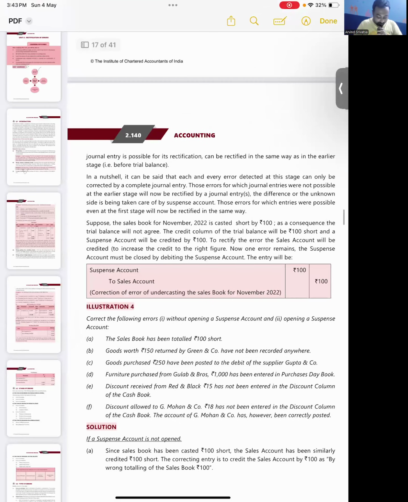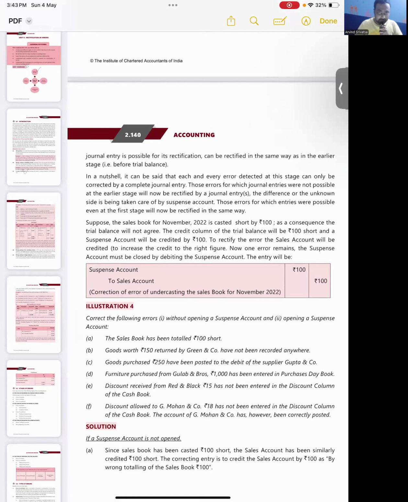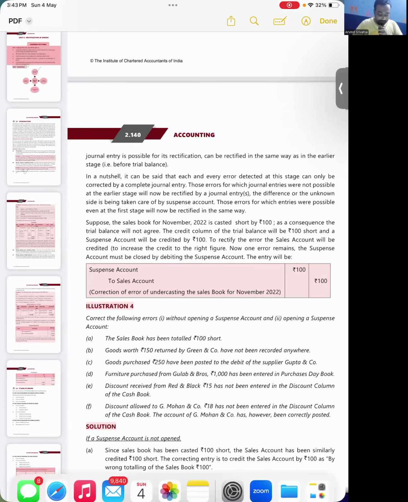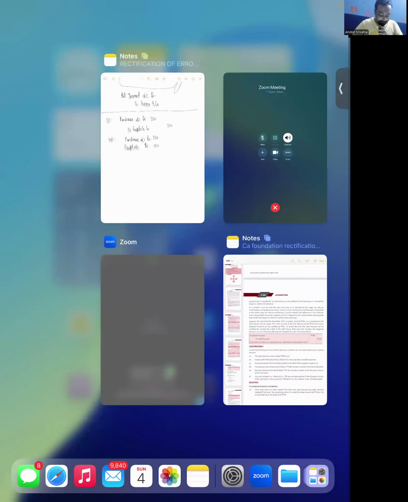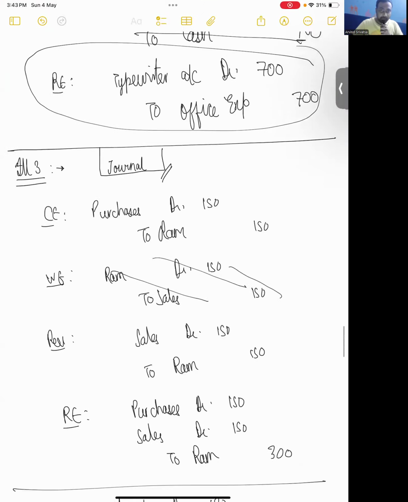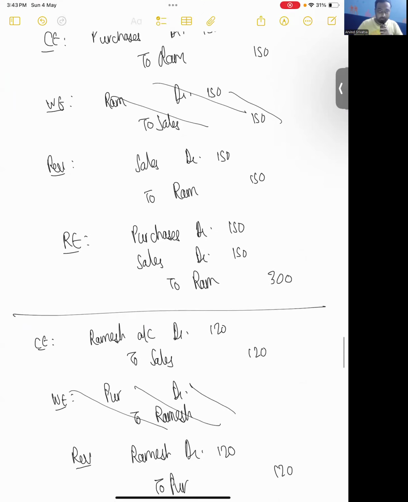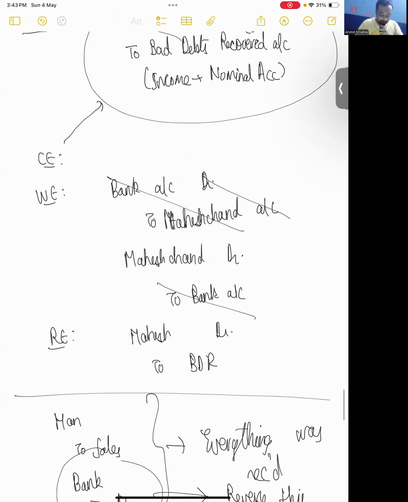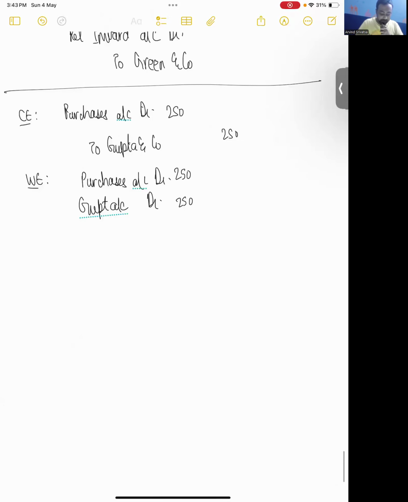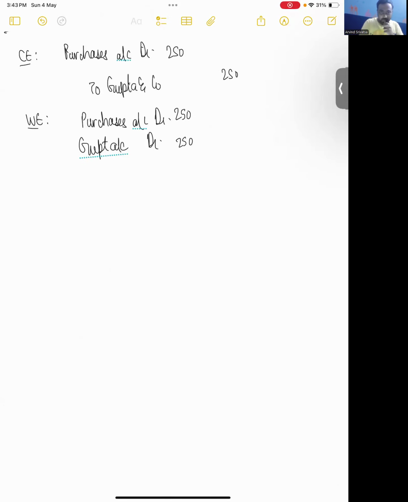So goods purchased 250 have been posted to the debit of the supplier Gupta and Co. So they are nowhere saying that purchase account has been wrongly posted. They are just saying that the posting of debit has been also done to Gupta and Co. So it's an extra debit that's been given. So instead of crediting Gupta and Co, they have debited Gupta and Co. So your purchases is unaffected, guys. They have nowhere said that purchases is getting affected. So remember that this is an interpretation issue which many people might face, but as you solve and solve, you will get accustomed to it.